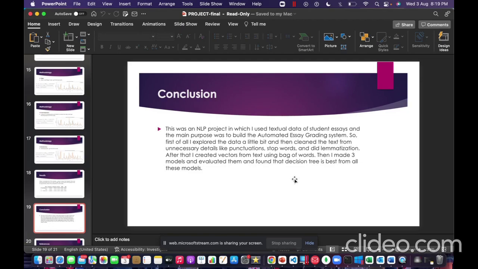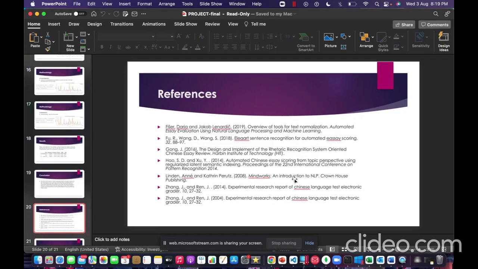Conclusion. This was an NLP project in which I used textual data of student essays, and the main purpose was to build an automated essay grading system. First of all, I explored the data a little bit and then cleaned the text of unnecessary details like punctuation and stop words, and did lemmatization. After that, I created vectors from text using bag of words. Then I made three models, evaluated them, and found the decision tree to be the best of all these models. These are the references.